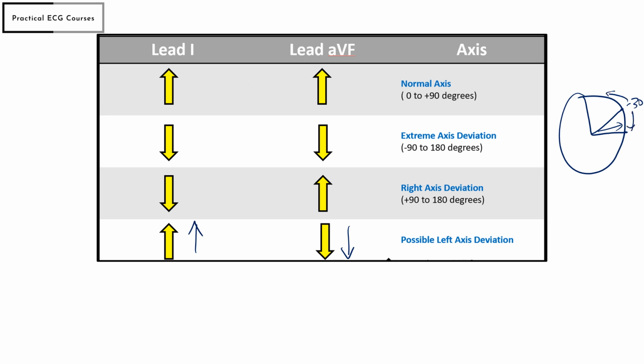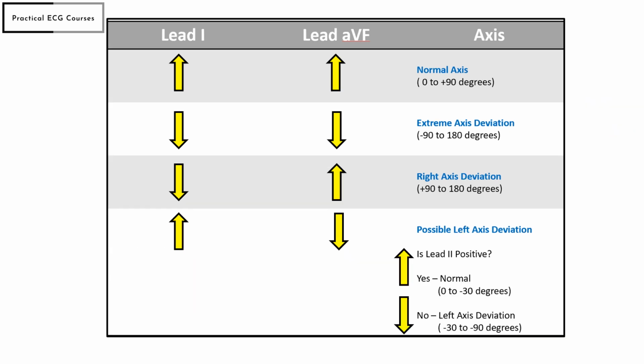For that, you need to go to the next step, which is to look at lead 2. If lead 2 is predominantly positive, then that's normal axis between 0 to minus 30. And if lead 2 is also predominantly negative, then that is left axis deviation with a degree between minus 30 to minus 90. It will be easier to actually interpret an ECG, and then you will understand it better.